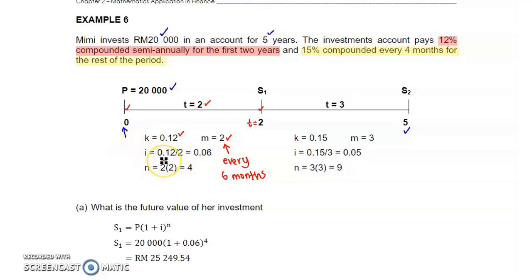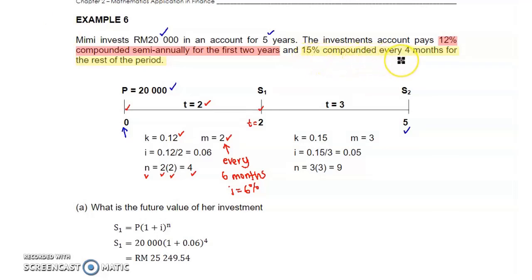So I equal to K over M. 0.12 divided by 2, we get 0.06. So every 6 months, the interest is 6%. M equal to 2 means that within 1 year we calculate interest 2 times. So if 2 years, how many times do we calculate the interest? That refers to value N. 1 year, we calculate interest 2 times, so for 2 years, multiply by 2. Within 2 years, we calculate interest 4 times. Okay, now look at the next stream.